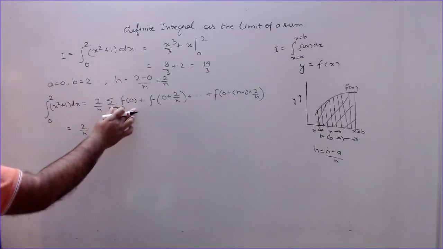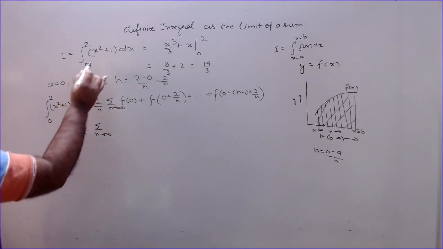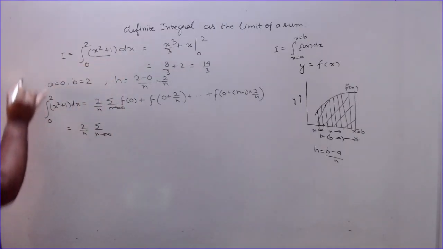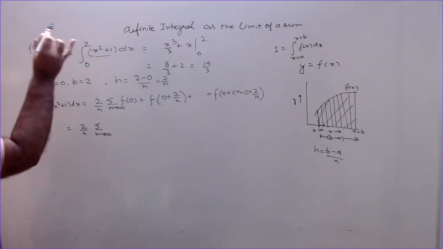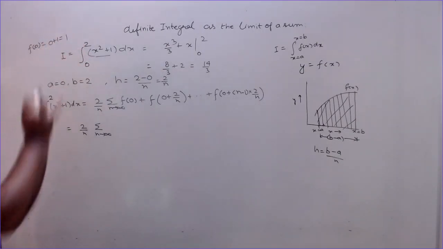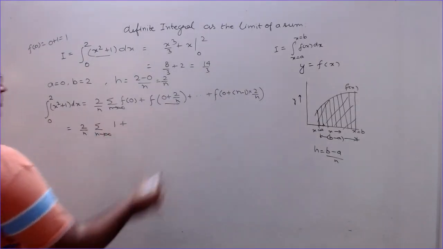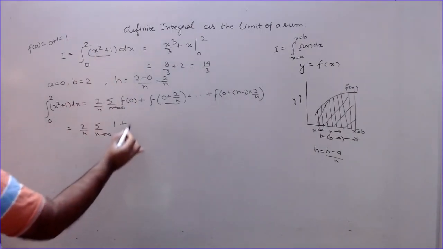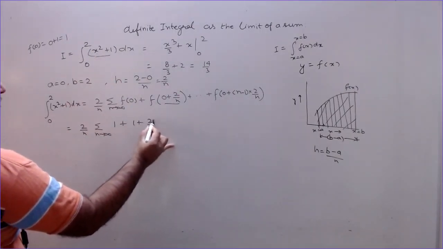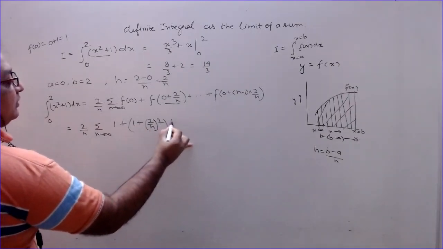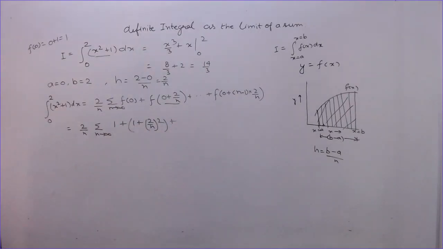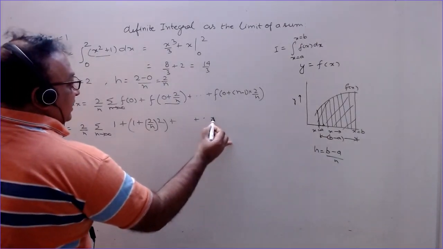So what is f(0)? If you put x equal to 0 in this expression, f(0) is 0 plus 1, that is equal to 1. So 1 plus f of 2 by n. So in place of x, put 2 by n: 1 plus 2 by n whole square. And so the next term will be f of 0 plus 2 into 2 by n. So similarly you can write the next term and then you can write the nth term.